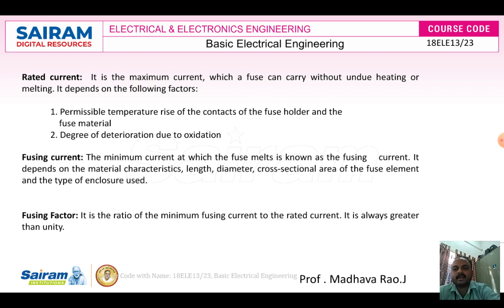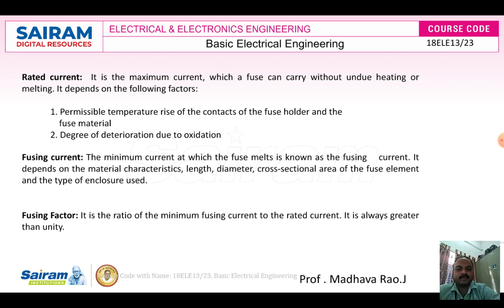First one, rated current. It is the maximum current which a fuse can carry without undue heating or melting. So that is called rated current. Rated current means the maximum current at which the fuse cannot melt or heat unduly.